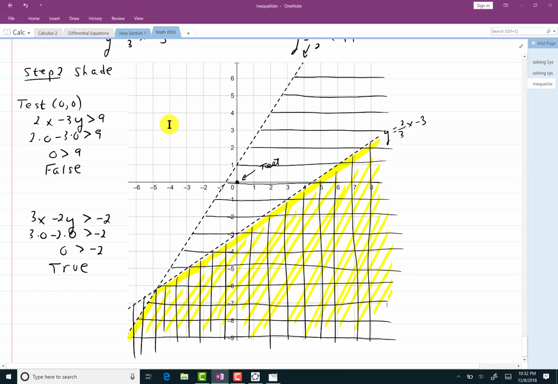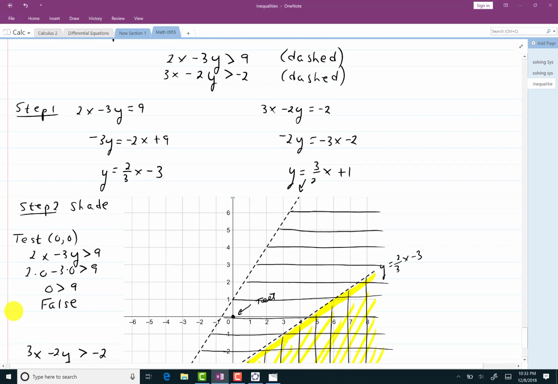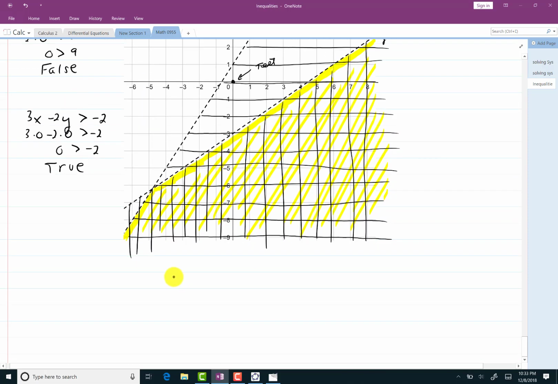Where is that intersection point? Well, let's go ahead and find it. I'll go back to my pen. And when you find the point where they intersect, you can use the equation. So I got 2x minus 3y equals 9. And then I got 3x minus 2y equals -2. So to find that point of intersection, let me go ahead and put a dot here. I'm going to multiply the first equation by 3 and the second equation by -2.